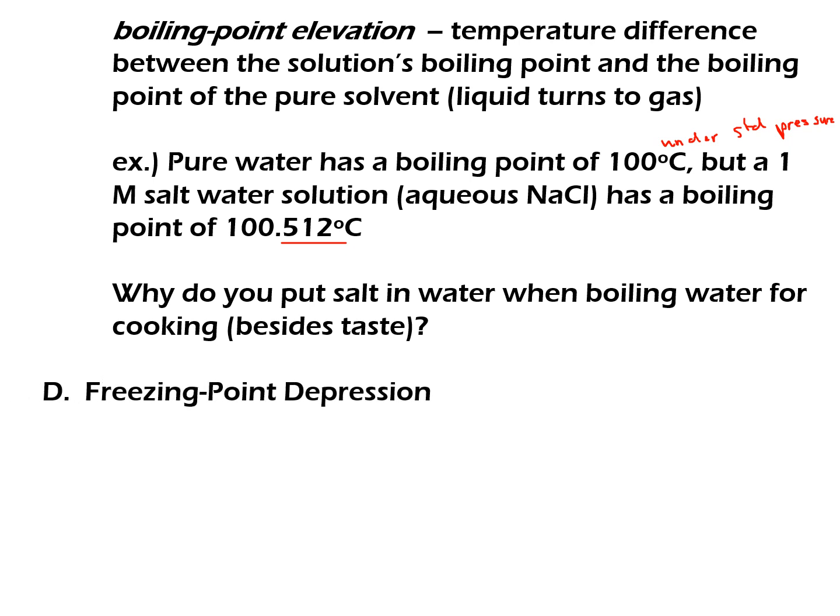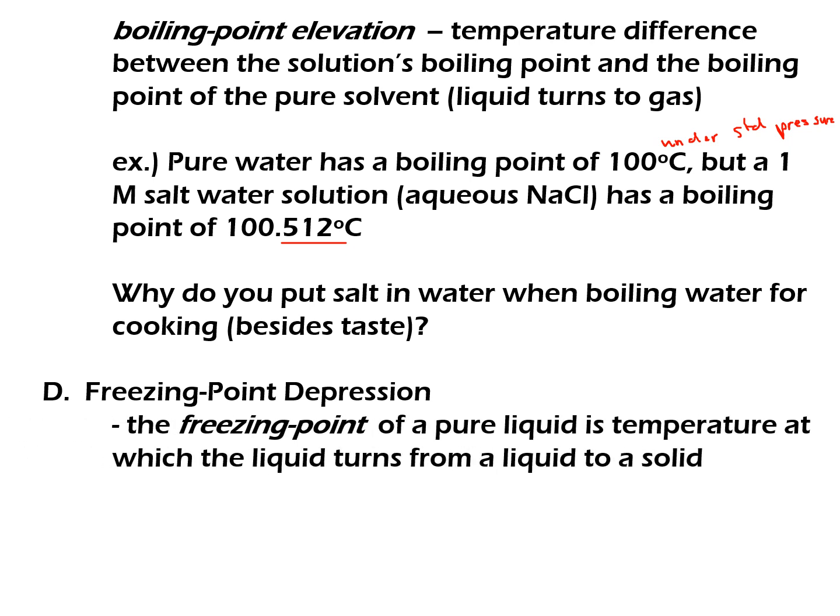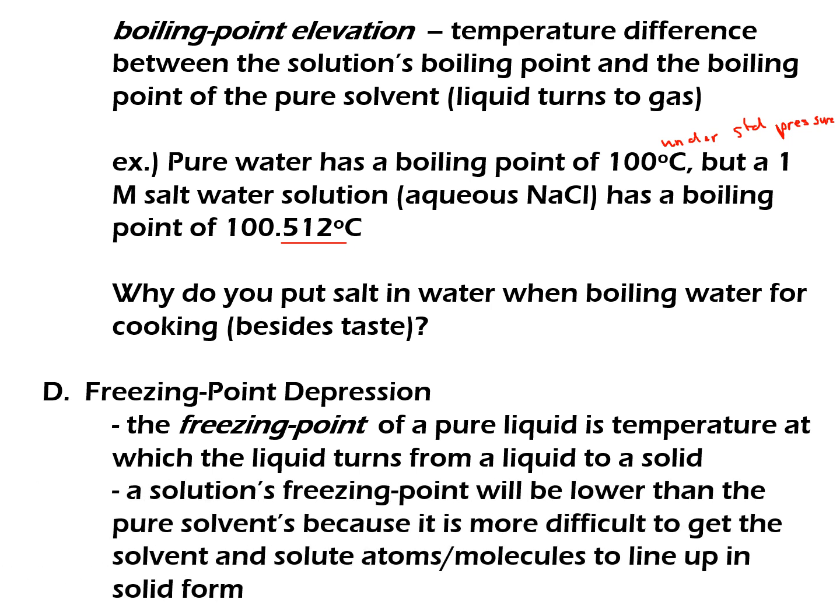All right, and the very last colligative property we're going to talk about is freezing point, right? We know what freezing means, right? Freezing means you're taking the liquid and turning it into a solid. So freezing point is just the temperature at which the liquid turns to a solid. Now what is that for water? Again, under normal conditions, it's 0 degrees Celsius, right? That's where water freezes, at 0 degrees Celsius.